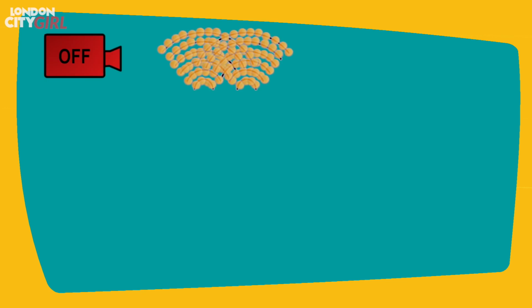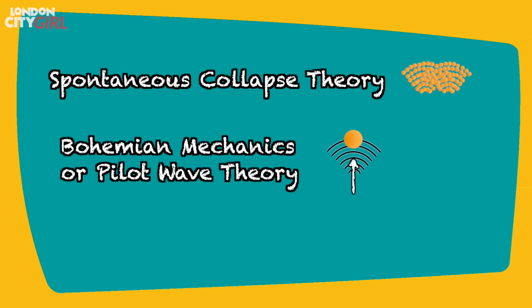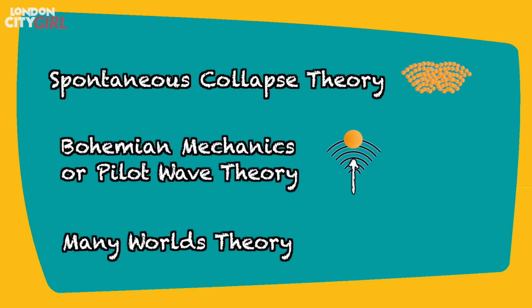So now we know that measuring appears to have an effect on the behavior of particles, and there have been many theories to explain this. A few notable ones are the spontaneous collapse theory, Bohemian mechanics or pilot waves theory, and the many worlds theory. Of all the theories, the one that seems to have captured popular imagination is unsurprisingly the many worlds theory, so we will touch upon that briefly.